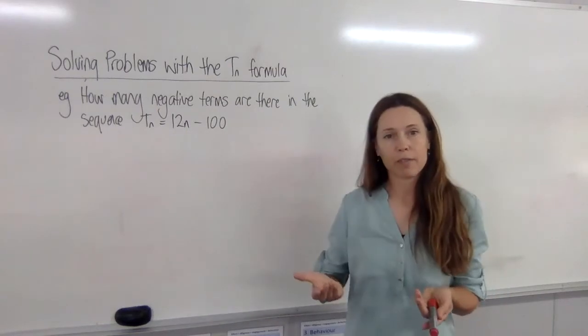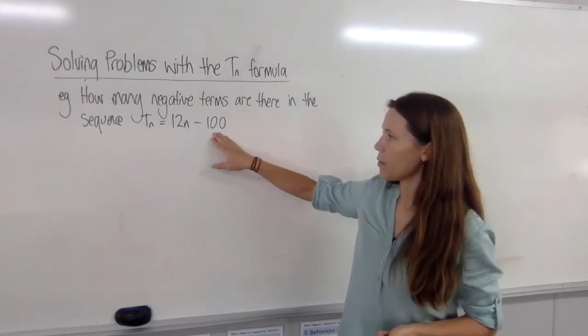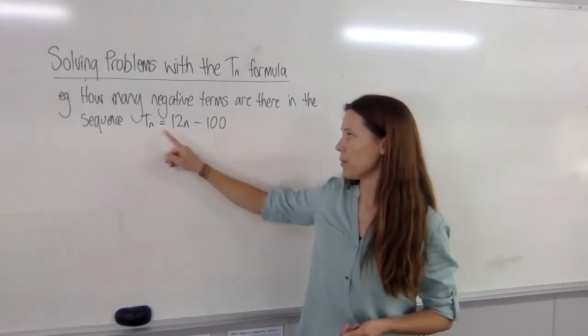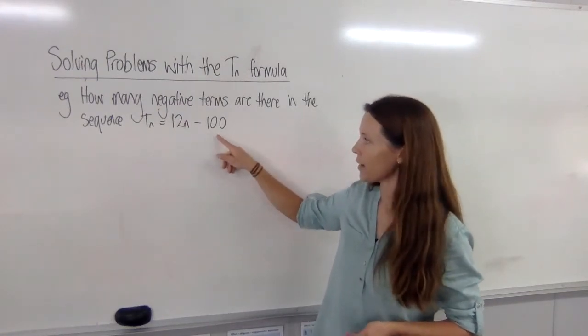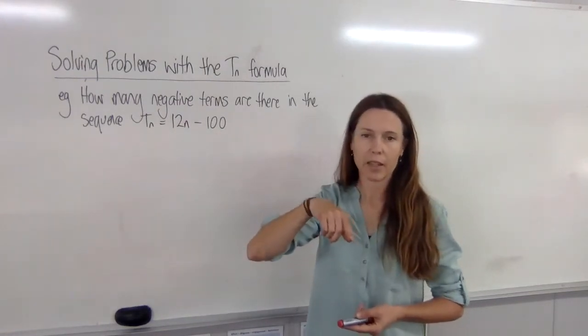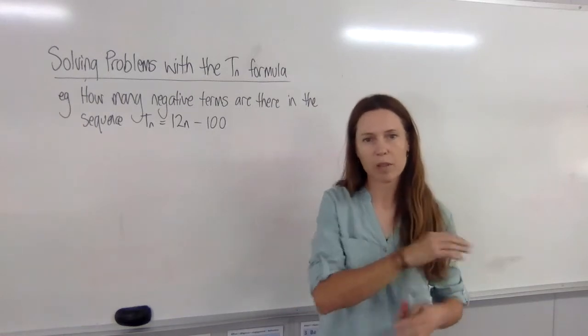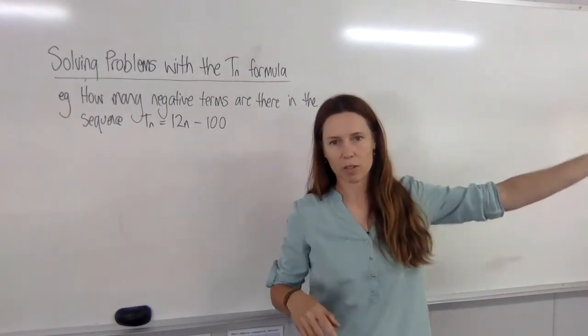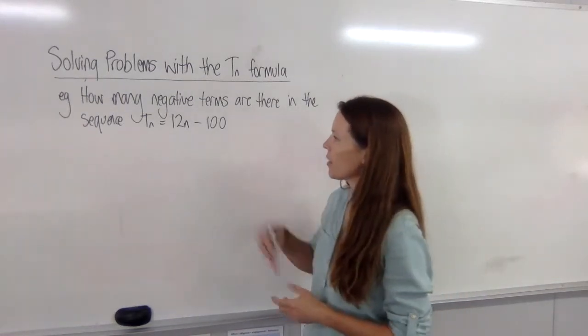But where are we starting from? Well, we're starting from quite a negative number. Just think about it. The first term would be 12 minus 100. So that's minus 88. So if we're then going up by 12s, there's going to be a bunch of negative terms before they cross the 0 and become positive. So how do we solve this?